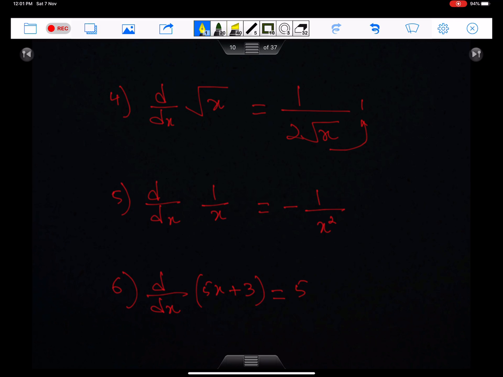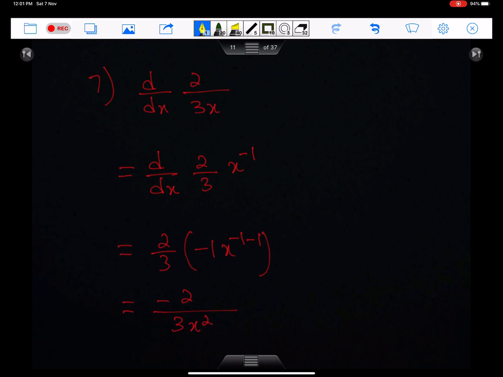D upon dx under root x. We already have done this. This will become 1 upon 2 root x and the differential of x is 1. This is the way we differentiate under root x. 1 upon x. To differentiate 1 upon x, we need to bring x in numerator and then we can differentiate it. So this is the direct way of differentiating 1 upon x. It will become minus 1 upon x square. 5x plus 3. Well, 5 times 1 plus 0. So the final answer is 5.